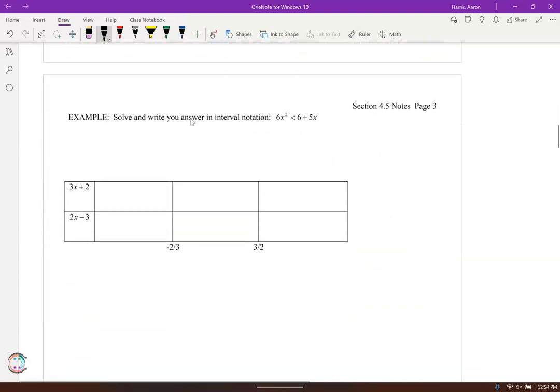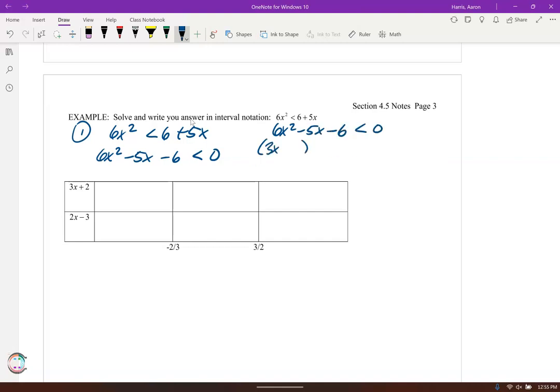Let's do another one here. Notice on this one, I don't have one side as a 0. So before I even start this, make that one side equal to 0. So I'm going to go ahead and subtract 5x on both sides and subtract 6 on both sides. So this is really the question: where is 6x squared minus 5x minus 6 less than 0? So that's our question here, right?